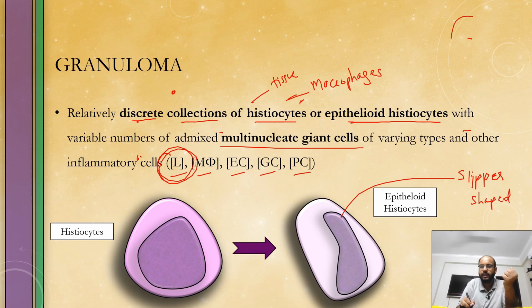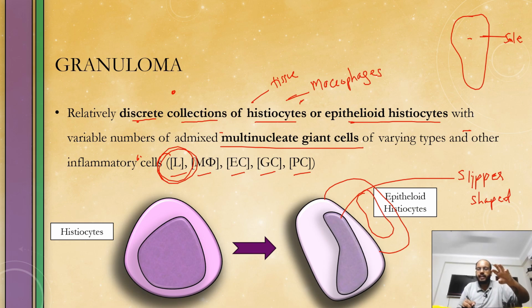Like the sole of a slipper or the undersurface of a slipper. So that's how a nucleus looks like. So these are known as epithelioid histiocytes. Okay. Now, most of the time, the epithelioid histiocytes are in conjunction with other epithelioid histiocytes. So a granuloma is a collection of epithelioid histiocytes.